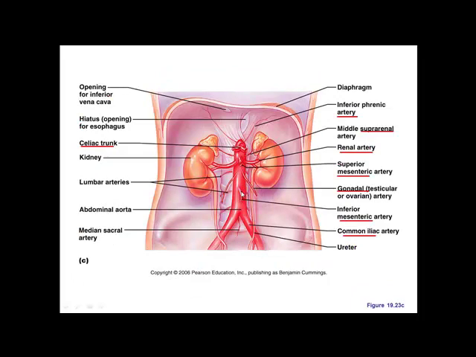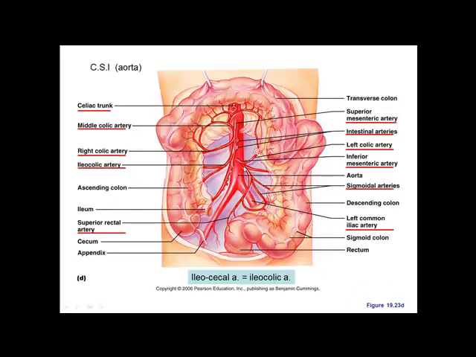Next one down, we have our inferior mesenteric artery. I'm going to flip back again, which did our left colic artery, our sigmoidal arteries, and our superior rectal artery. Note here, we still have our abdominal aorta, and we have our right and left common carotid arteries here.